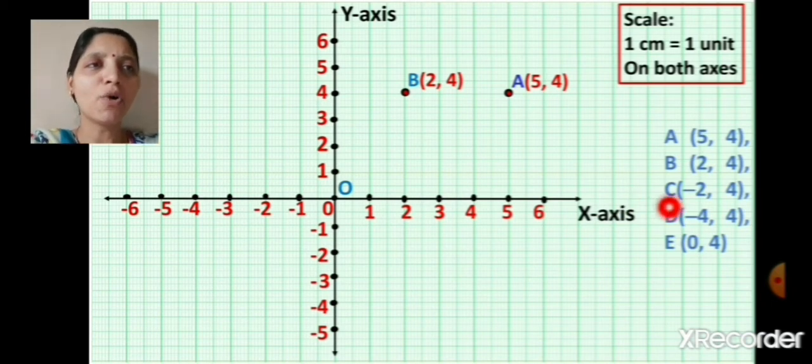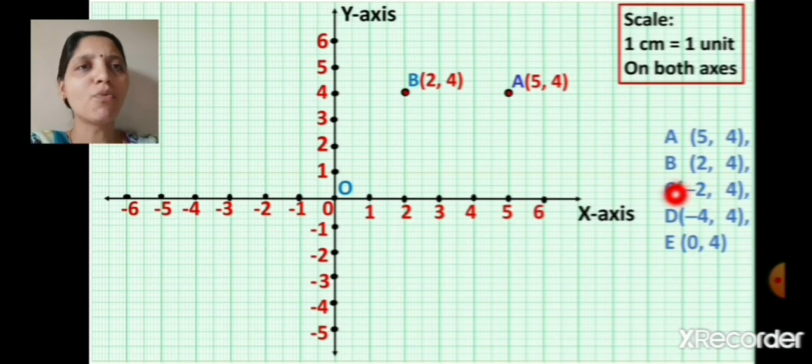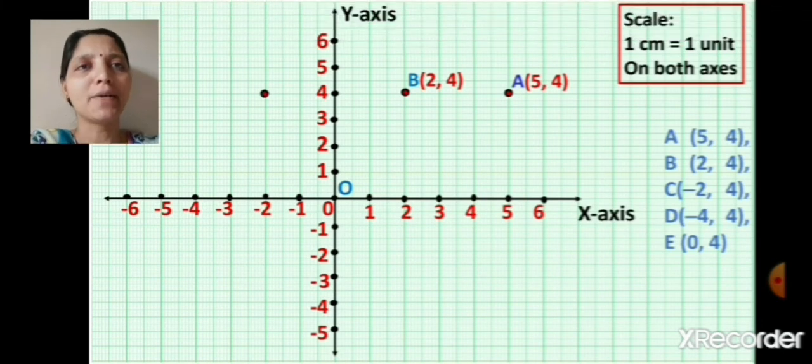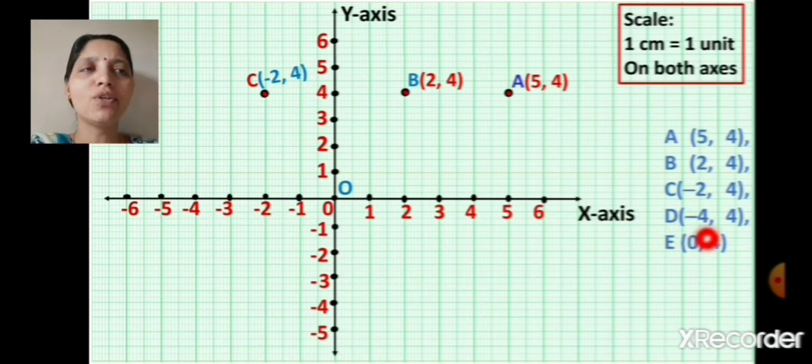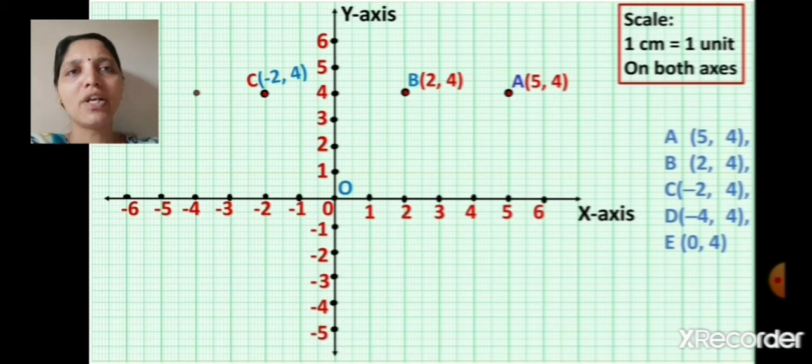Now let's see the third point, C with the coordinates minus 2 and 4. Now the x coordinate is negative and y coordinate is positive. So this point will lie in the second quadrant. So let's draw a line from minus 2 till 4. So this point will be your point C. Okay. Write the coordinates also. Now point D, here also the x coordinate is negative and y coordinate is positive. So it will lie in the second quadrant. So let's find out minus 4 and plus 4. So that point will be here.